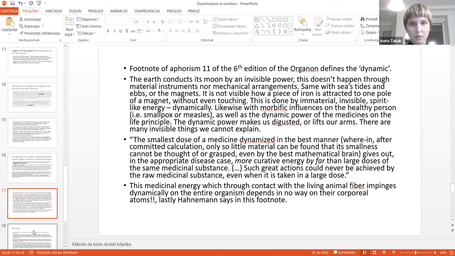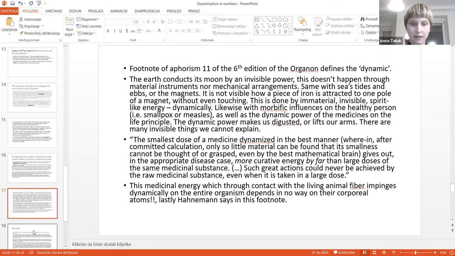The most important part, in my opinion, is the footnote of aphorism 11 of the sixth edition of the Organon, where he defines what is actually dynamic. So we all know, I hope we know, he compares the dynamic power, for example, to the moon rotating around the Earth's orbit.